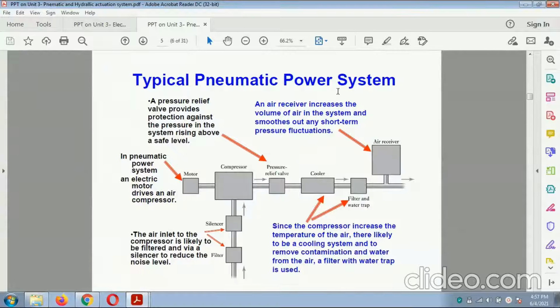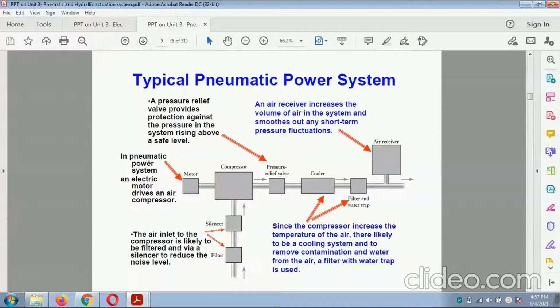The typical pneumatic system. So this is a typical pneumatic system. This is a filter. The air inlet to the compressor is likely to be filtered via the silencer to reduce the noise level. Then there is a silencer. So both filter and silencer work on the same principle.